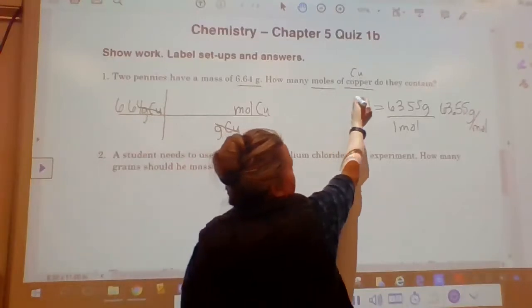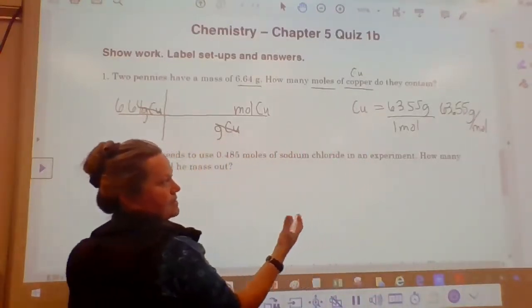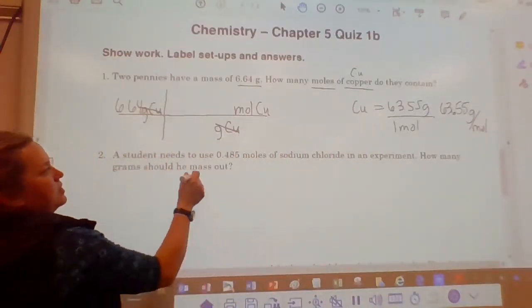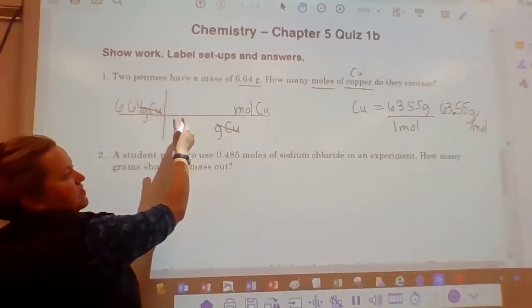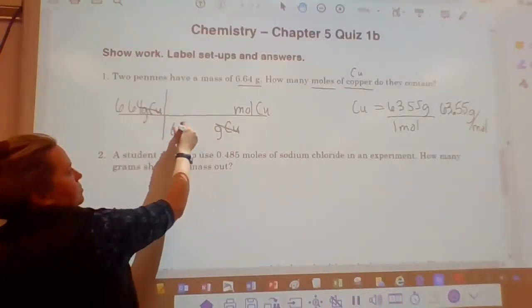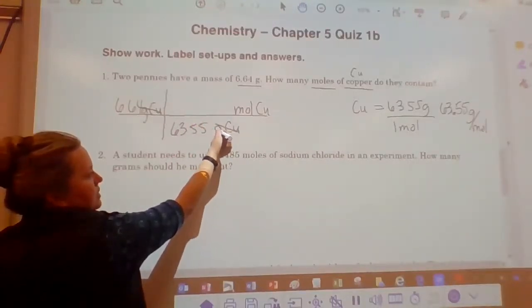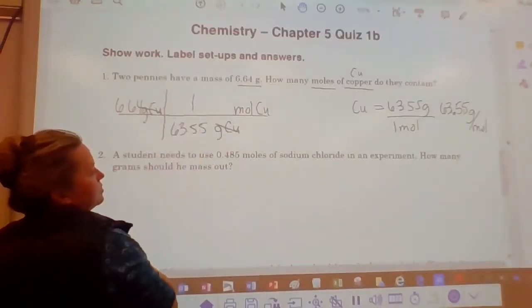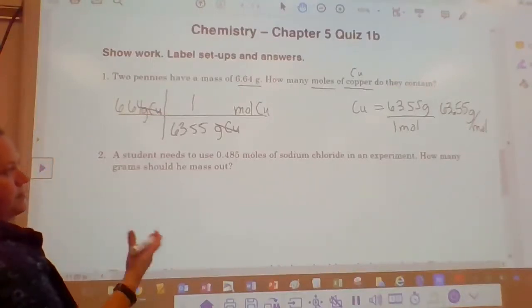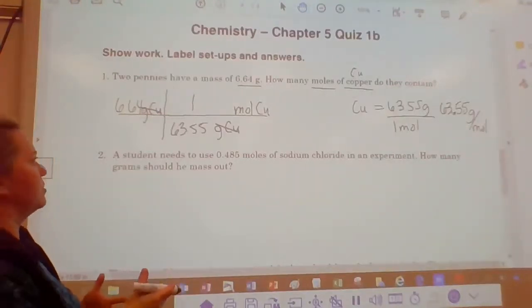I'm going to use this conversion factor here, this molar mass, to convert from grams to moles. The 63.55 is with the gram. So 63.55 is coming down here because that's where my gram unit is. And then 1 mole is going to go up top. I'm left with moles of Cu in the end, which is what I'm looking for.